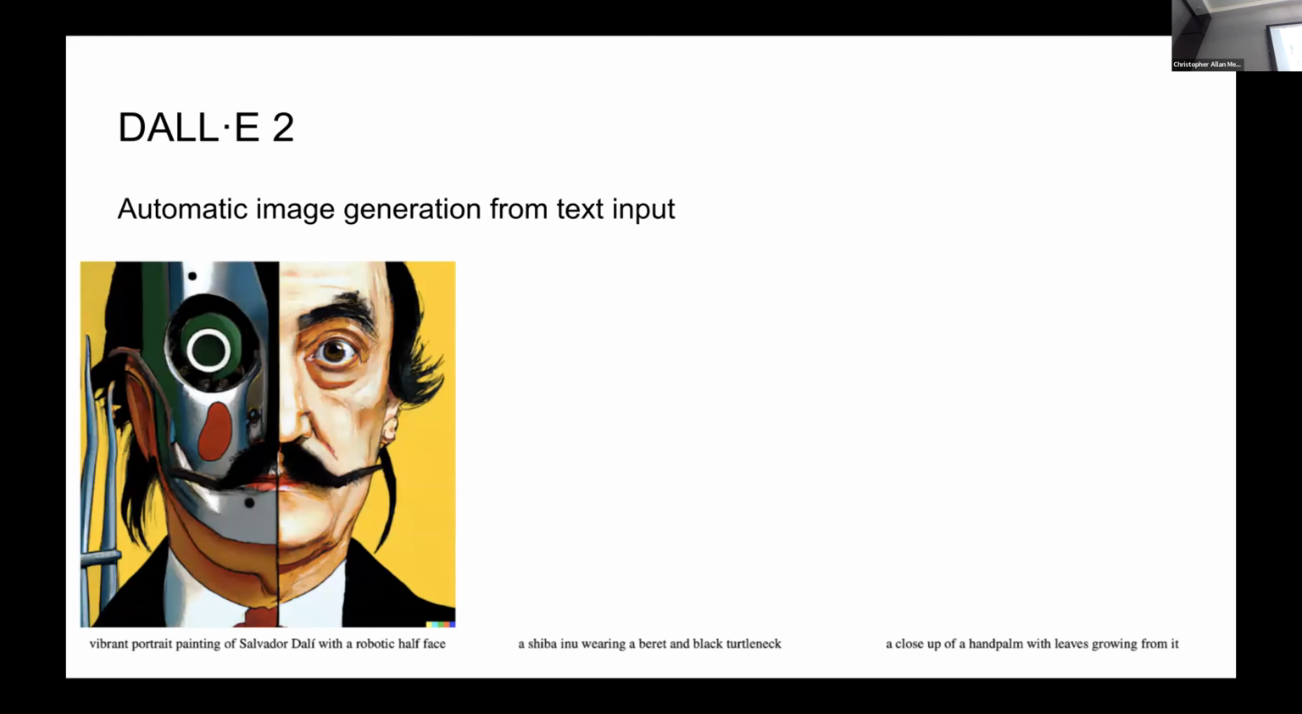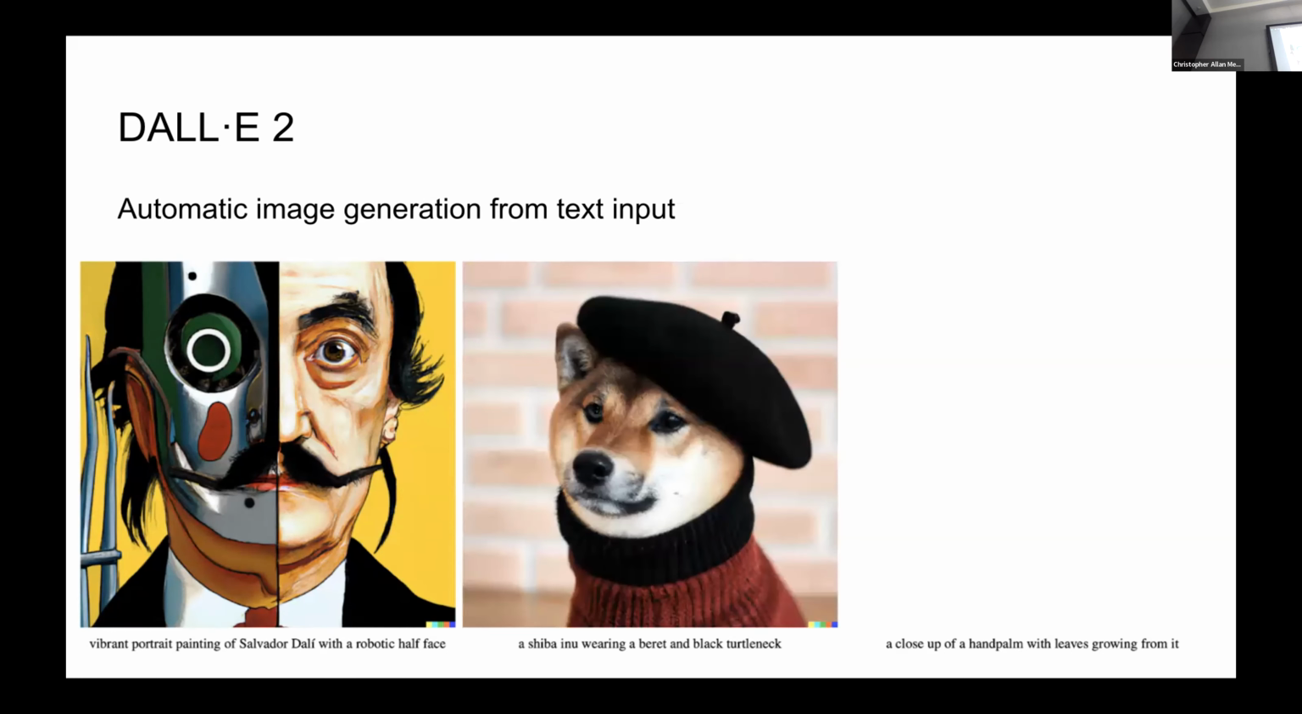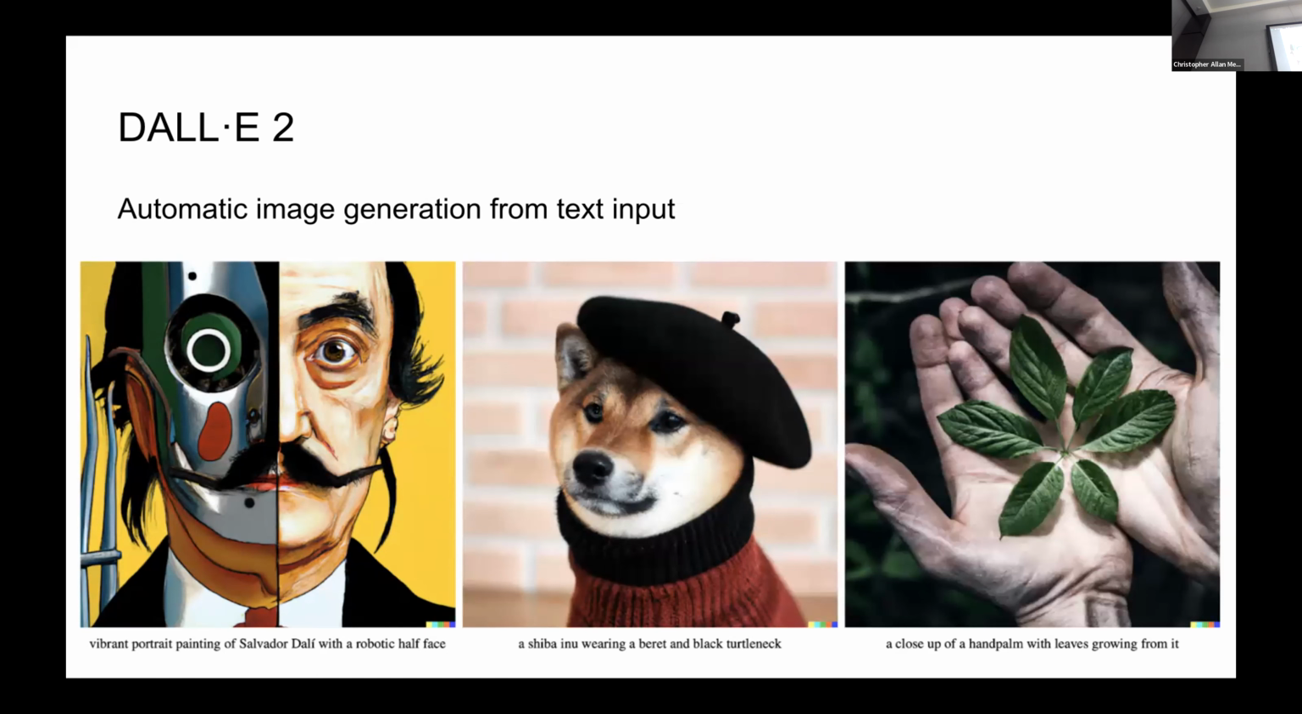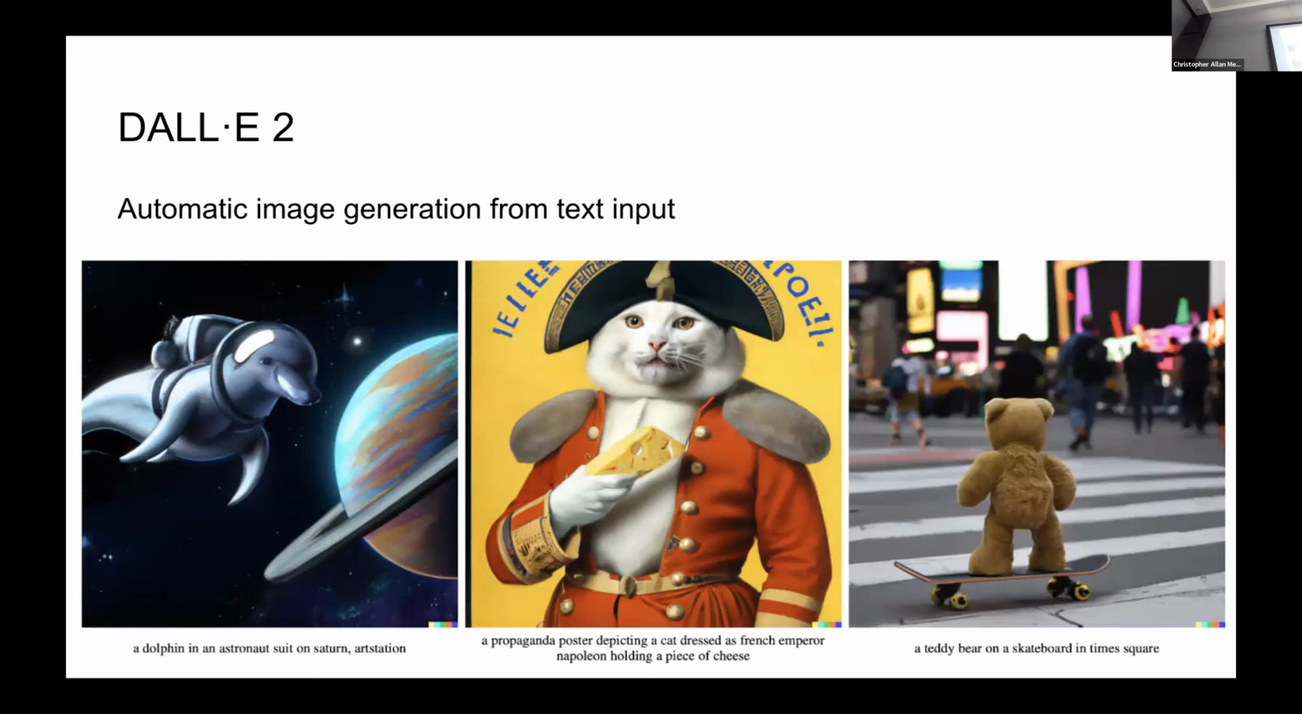And then you have a second prompt that reads, Shiba Inu wearing a red and black turtleneck. And then the third prompt is a close-up of a hand palm with leaves growing from it. And then you have three other examples. The second one is my favorite, a propaganda poster depicting a cat dressed as French Emperor Napoleon holding a piece of cheese. So all of these pictures were generated just from this text alone. And as you already saw, you can enter any text of your own, and then the network is going to generate some very photorealistic, high quality picture.